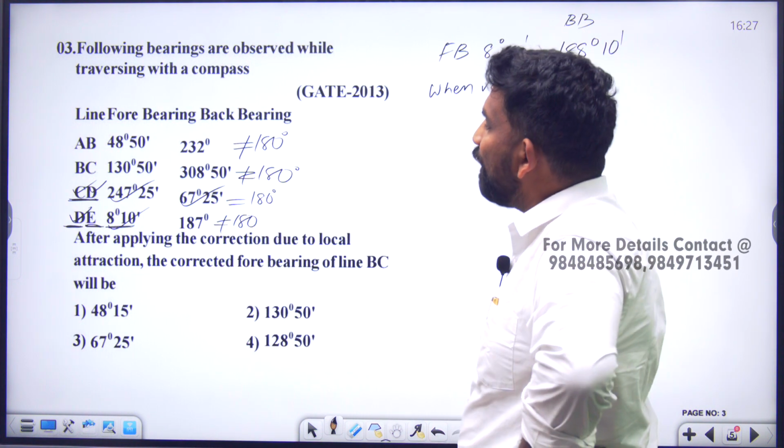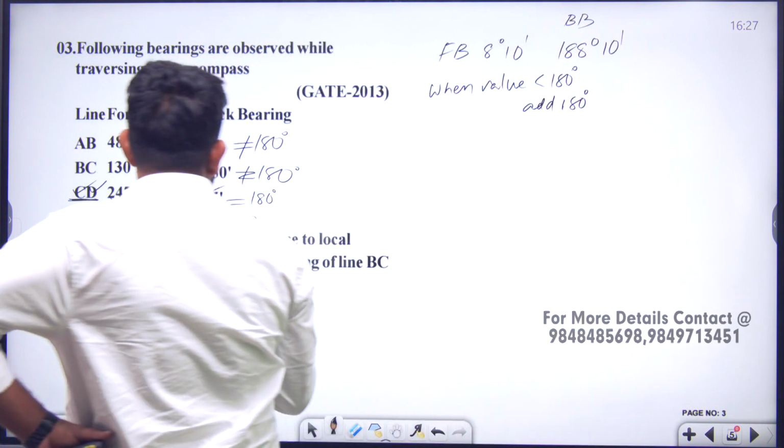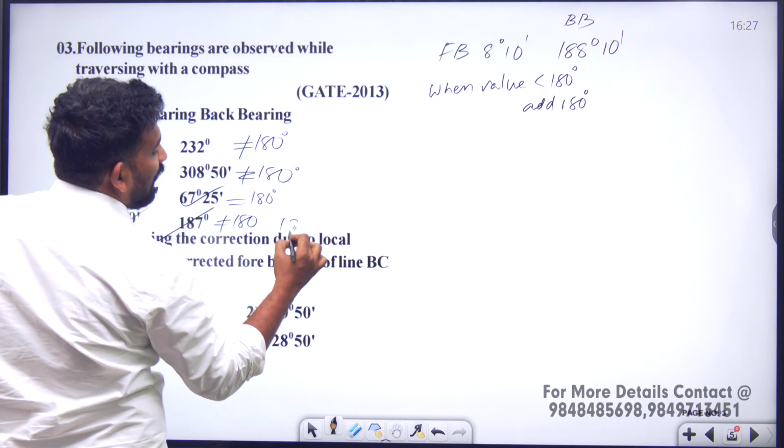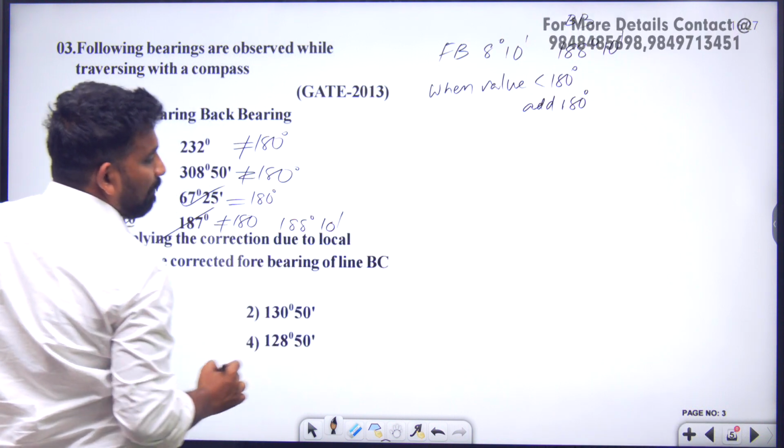But there you can see the value is 187. Now what is that value here? This is not 187 here. The corrected back bearing is 188 degrees 10 minutes. This is the corrected back bearing.